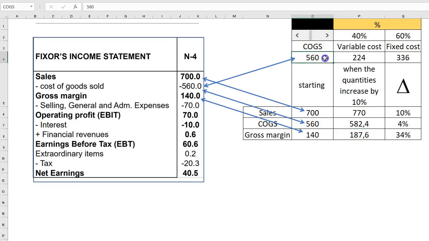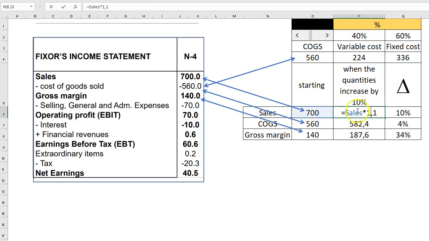So in that simulation, the 560 of cost of goods sold, I break it down into the variable component and the fixed component. I assumed that the variable cost would represent 40% of the cost of goods sold, hence 224. You see that it is 40% multiplied by 560. Then, of course, the fixed cost would represent, in that case, 60% of the cost of goods sold, which is 336, 60% times 560.